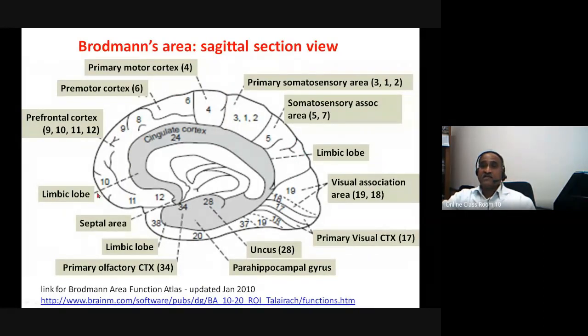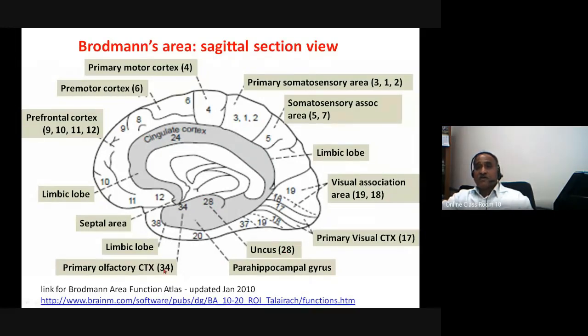8, 9, 10, 11, 12. Some part here, the 13. Then I said 15, 16 are missing, 17, 18, 19. Then 20, 21, 22 are not seen because they are seen in the temporal lobe externally. Then we have 23, 24. This is the cingulate cortex. 23, 24 cingulate cortex. After that 28 is the uncus.